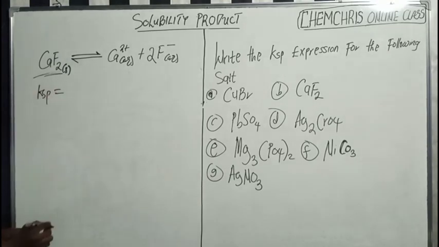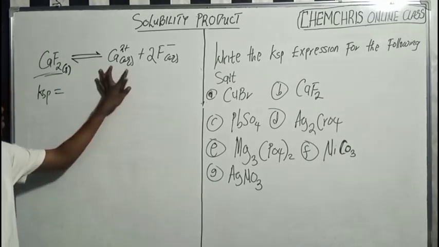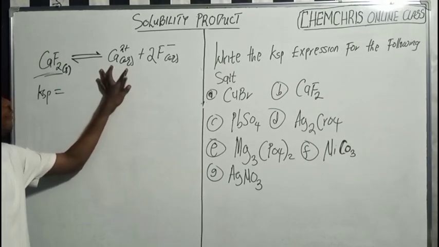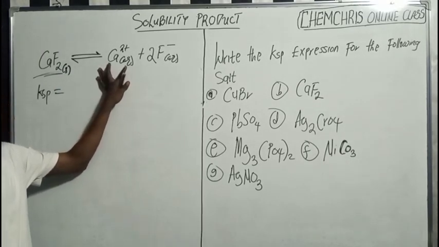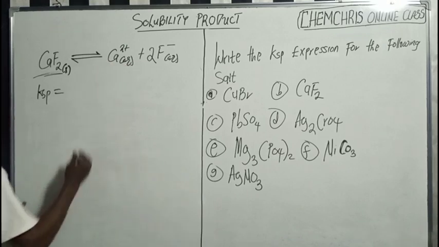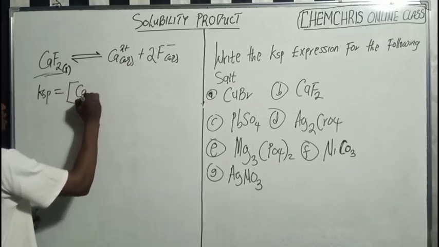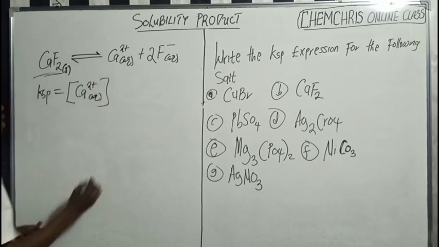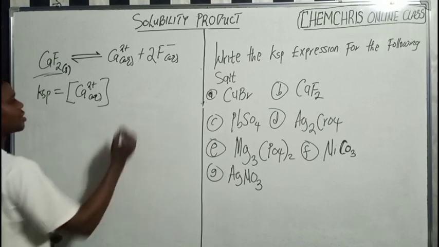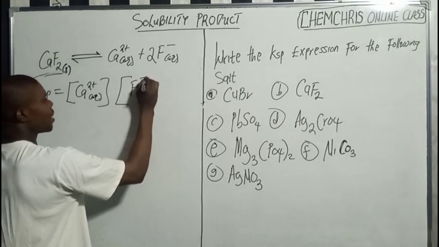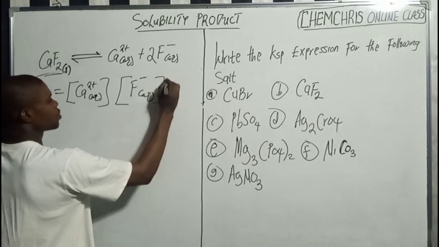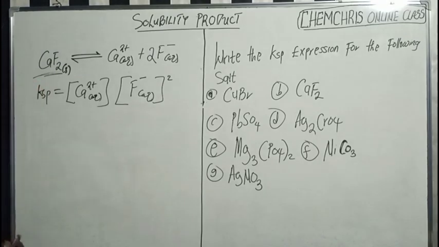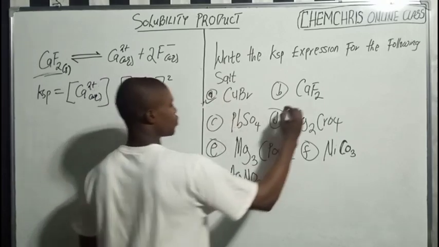So the next thing I want to do is write the Ksp expression. What I told you here: the concentration of the cation raised to its coefficient. So it will be the concentration of Ca2 plus aqueous raised to 1, but we're not going to put 1 there. Then we have the concentration of F minus aqueous raised to 2. So this is the Ksp expression for this salt. We have done this one.